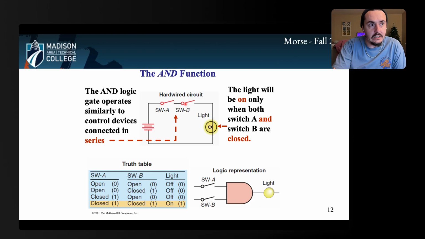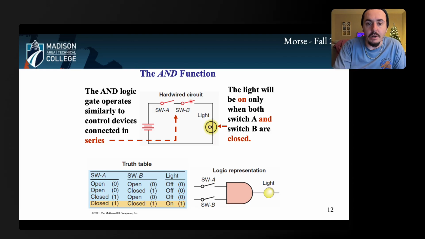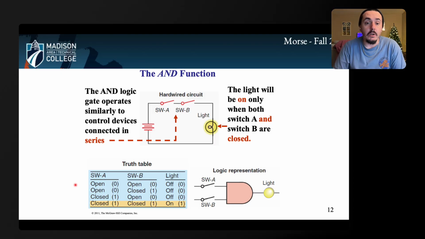There's two gates in series, and I need both of them to be closed or in contact in order for electricity to flow through this. You'll notice if either one of them is open, it breaks the circuit and does not allow electricity to flow through this. So here's a truth table. These are what we call truth tables.